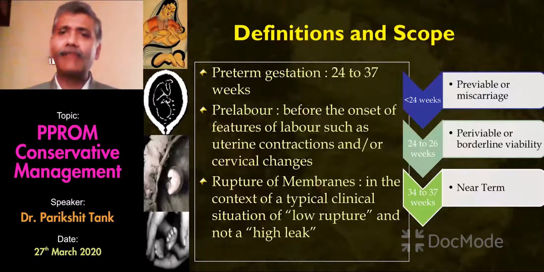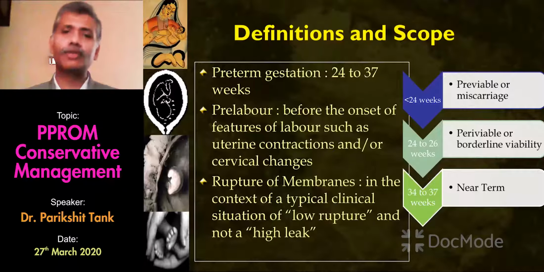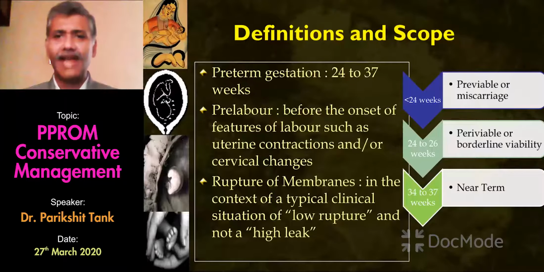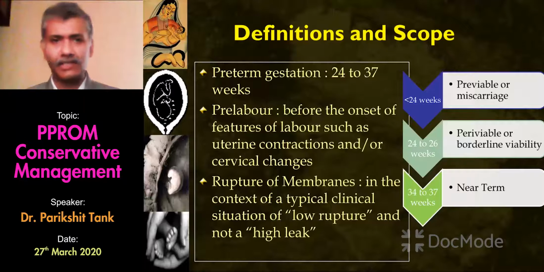The less than 24, the pre-viable gestations, are typically ones where there's very little scope for conservative management. 24 to 26 is a very, very difficult period for decision making because here there are a lot of variables, especially those related to infrastructure. And the importance of the 34 to 37 week gestation is that this is a near-term fetus and the outcomes in terms of fetal maturity are nearly the same as a term gestation.